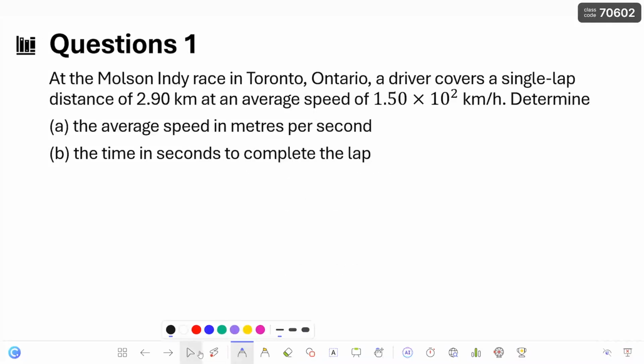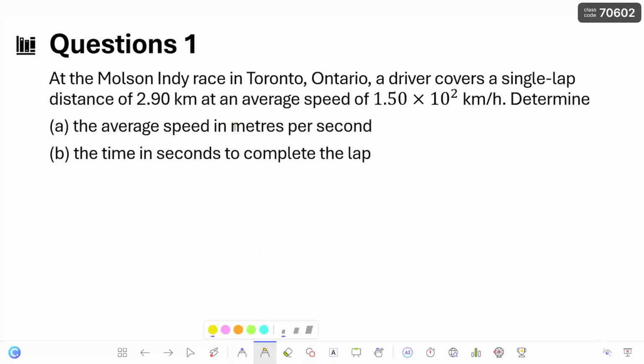Okay, so question 1. At a Molson Indy race in Toronto, Ontario, a driver covers a single lap distance of 2.9 km at an average speed of 1.5 times 10 to the power of 2 km/h. We have to determine the average speed in meters per second and the time in seconds to complete the lap. First of all, we need to understand the requirements of the question.